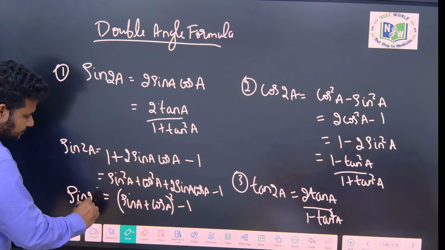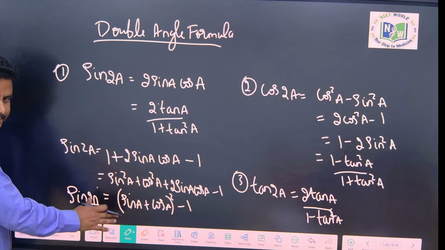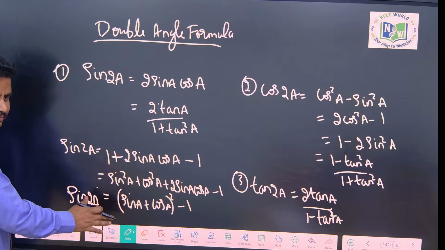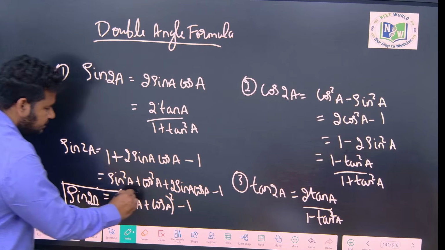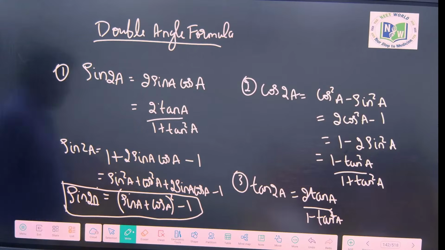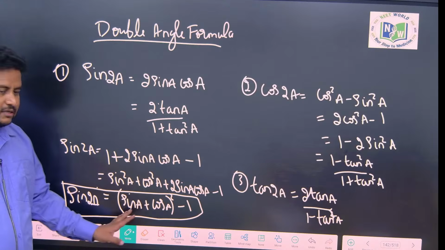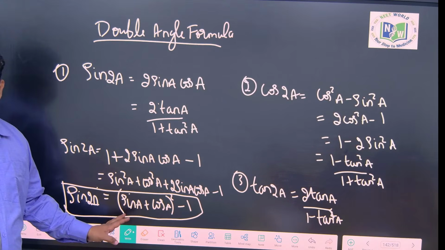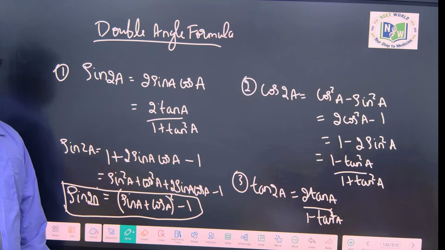Did you know this formula? Already you knew this formula? That's good. So sin 2a can be written as sin a plus cos a whole square minus 1. This formula you must remember. We will be using this. Clear?